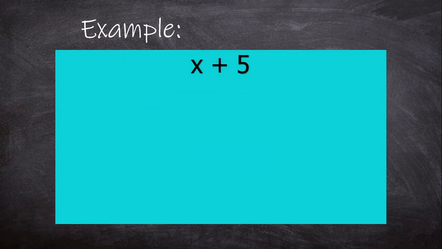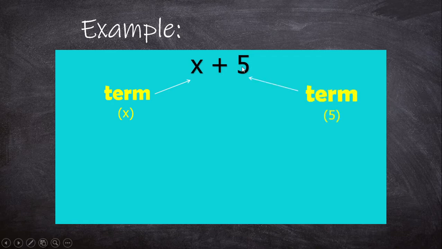For example, x plus 5. This expression is separated by plus. And if we will count the terms, we have 1 and 2. We have two terms. And these terms are the following. X or positive x is a term, and positive 5 is also a term.